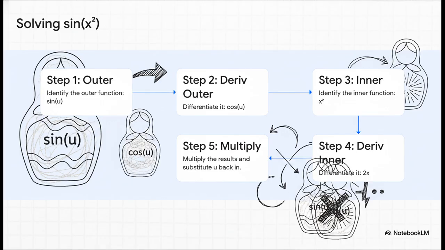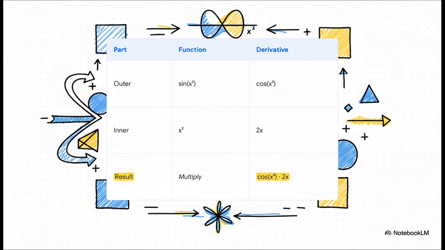Easy enough. Step 3, what's our inner doll? It's x squared. Step 4, what's its derivative? 2x. And now for the grand finale, step 5. We multiply them together, and we just have to remember to put the original inner function back where that u was. And this table just lays it all out perfectly.